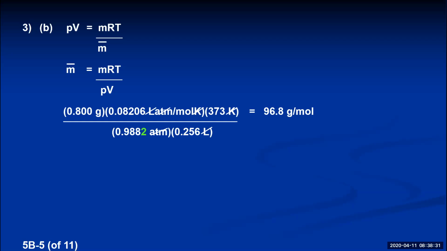That was the mass of the substance when it was a gas, but now it's condensed to a liquid, and you get its mass of 0.800 grams. That's how the mass of a gas is determined. So you're able to determine mass, temperature, pressure, and volume, and we can get the molar mass to be 96.8 grams per mole. Now we can do part C.